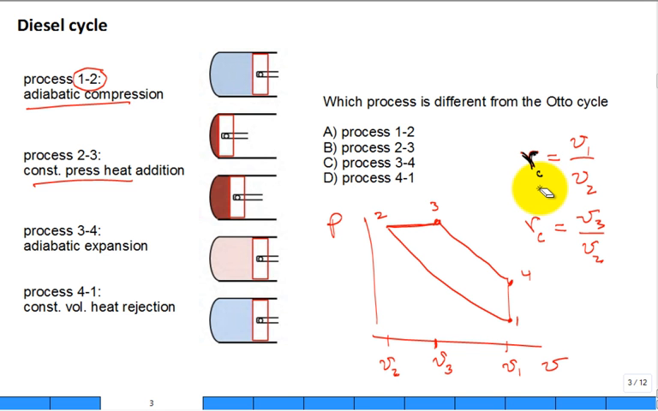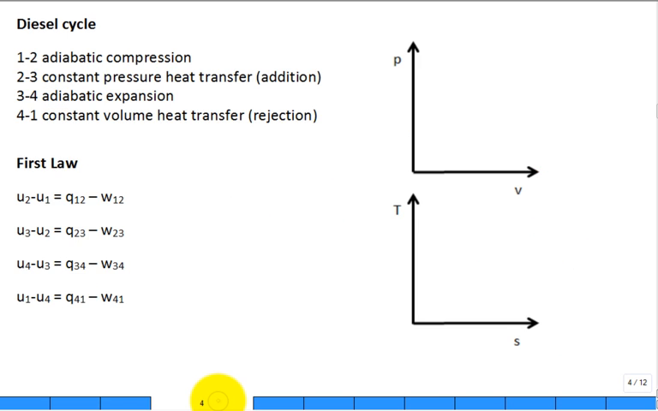And this book doesn't. So the compression ratio has no subscript. And the cutoff ratio has a subscript C for cutoff. All right. Well, we want to analyze this system. And so the first law for the process 1 to 2 isn't any different, is it?